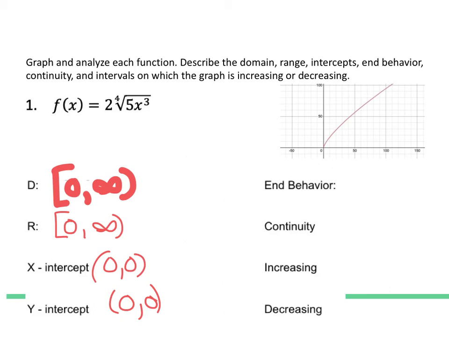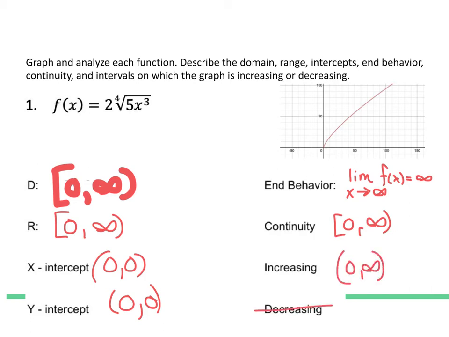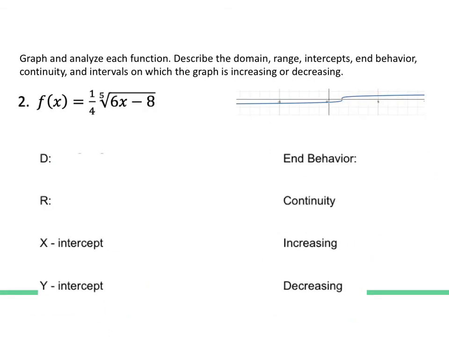The end behavior does not exist on the left, but it does on the right. And it is continuous on the domain values of 0 to infinity. And this function is increasing 0 to infinity. It does not decrease.